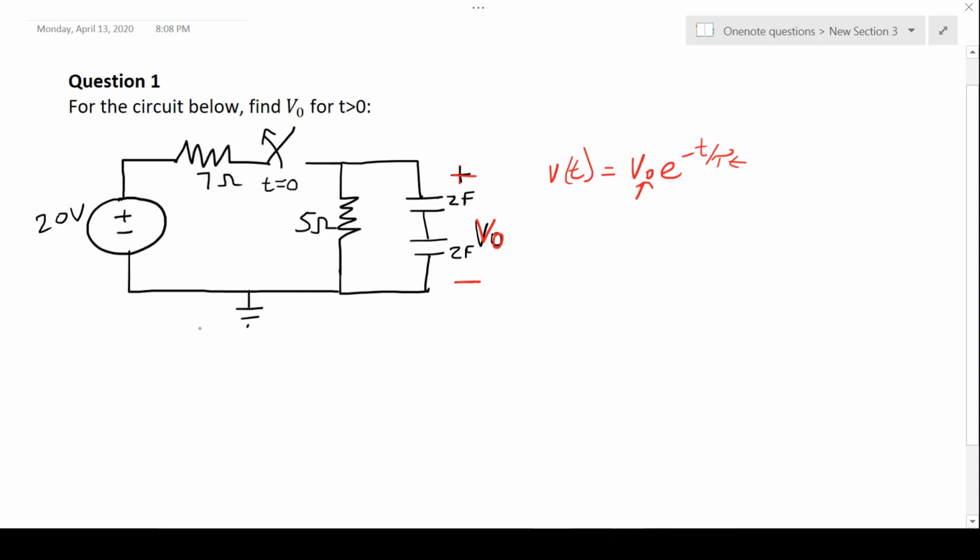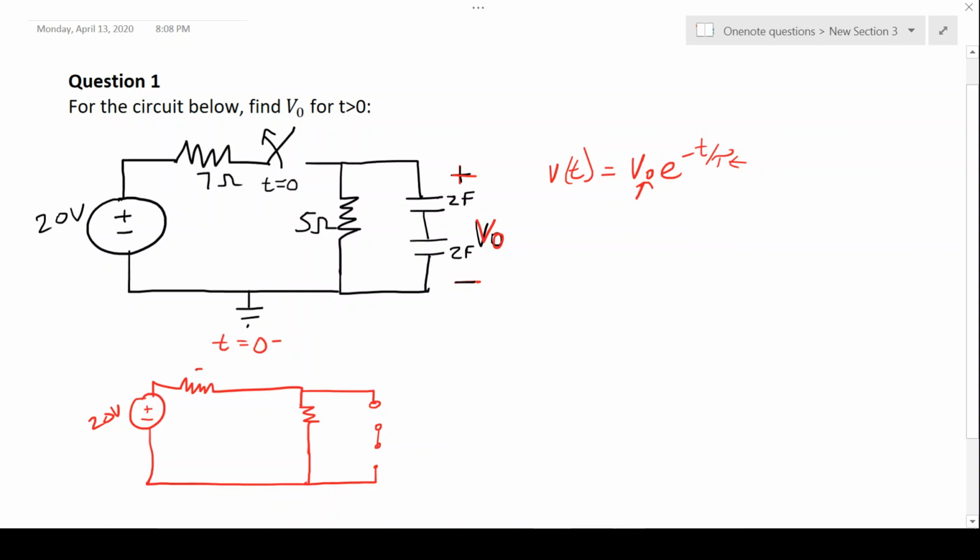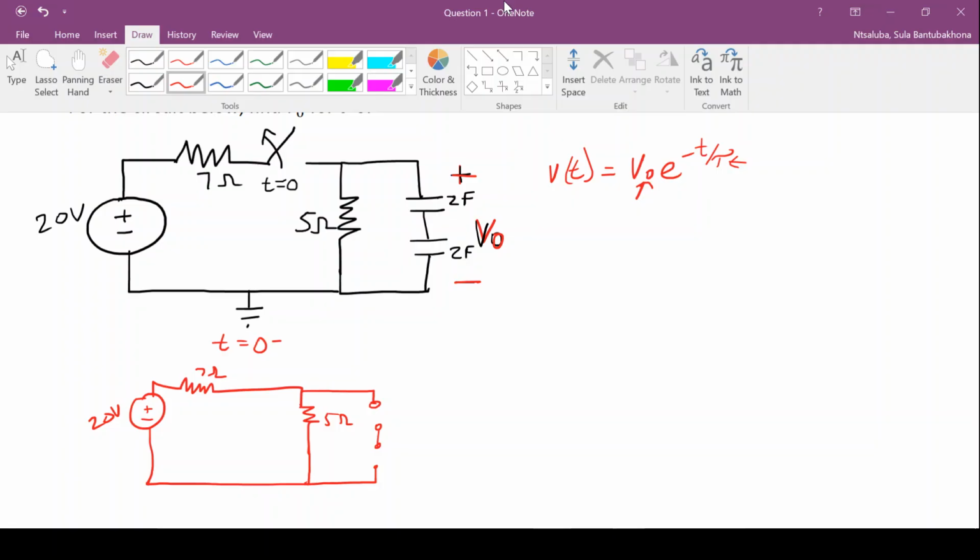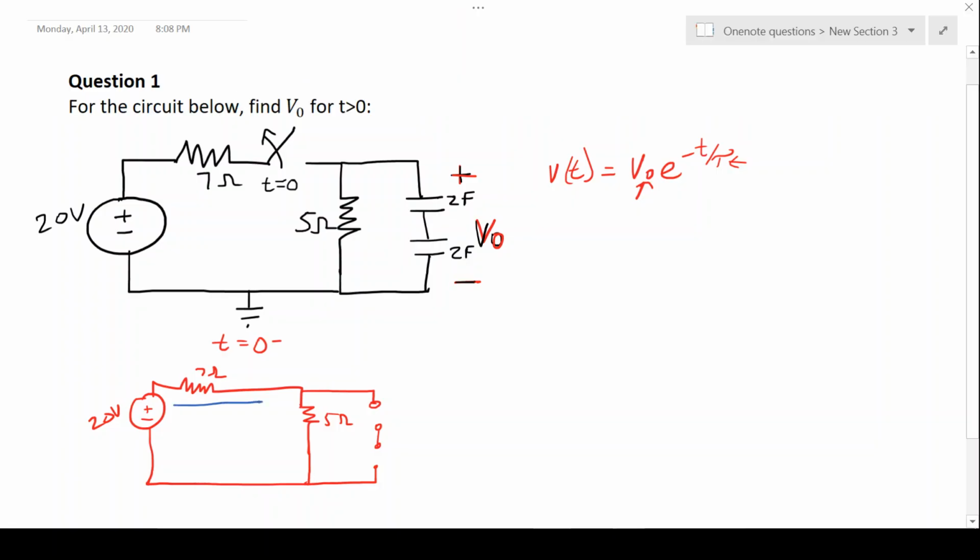Right, so how do we get V0? We know that at time t equal to 0 negative, the voltage source is still active. What happens to the capacitors? The capacitors would effectively form an open circuit. That's 20 volts, that's 7 ohms, it's 5 ohms. Such current will flow in that direction.